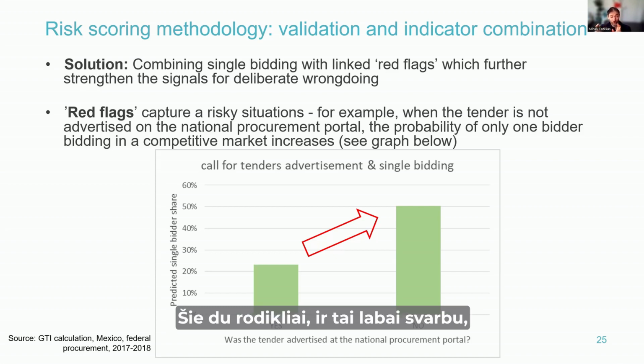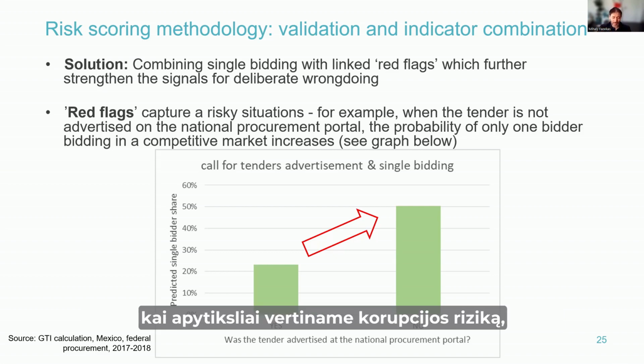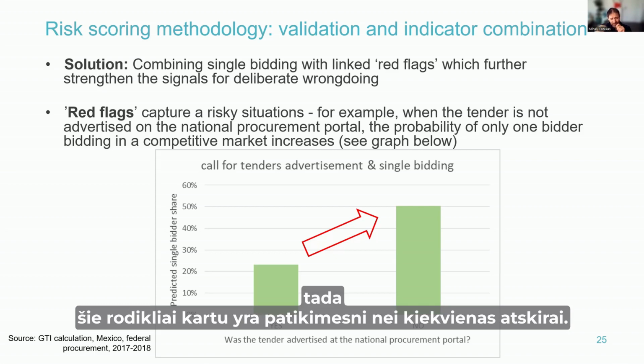These two indicators do not, and that's very important, necessarily indicate corruption, but together they lower our measurement error. So when we estimate corruption risks, these together are more reliable than the two separately.